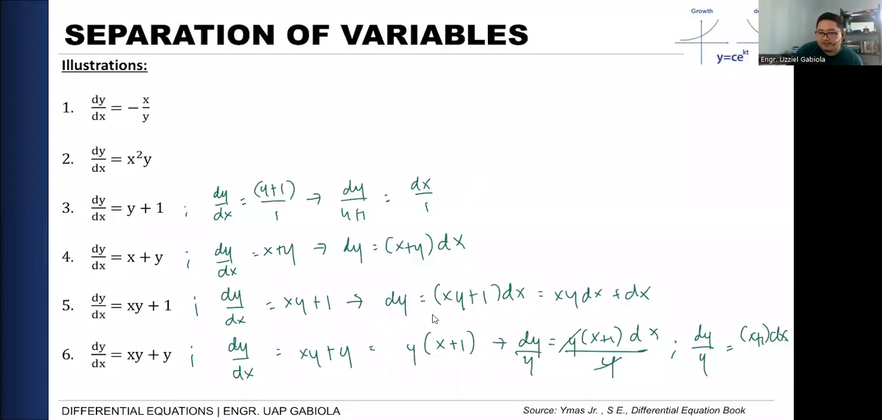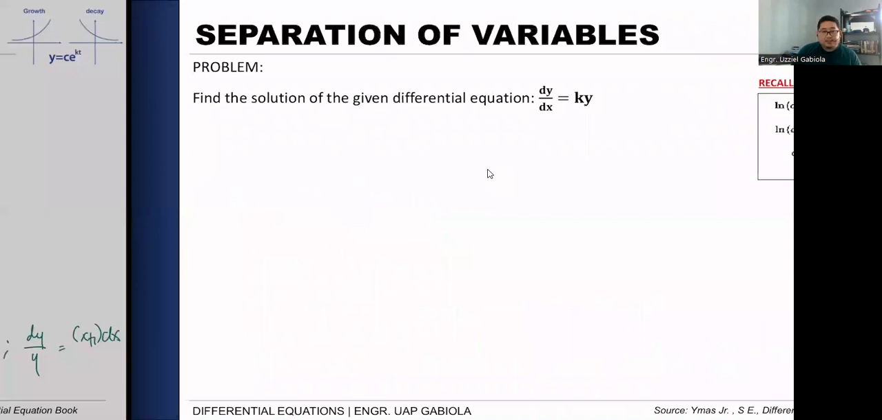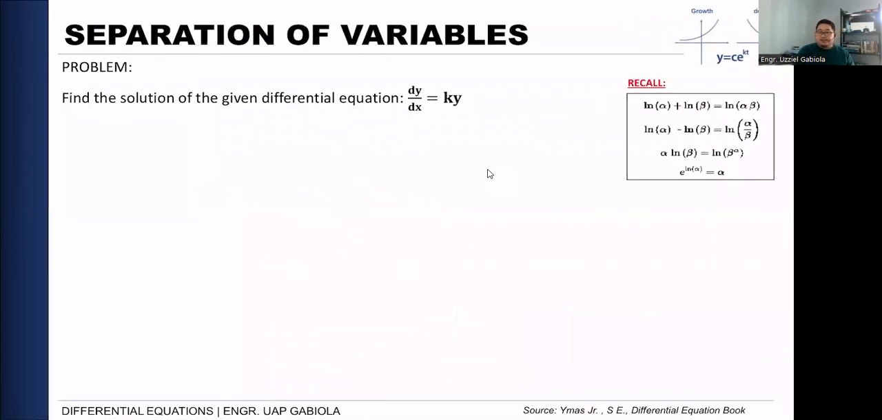Clarification muna on these illustrations before we proceed to the actual examples. Okay? So, all right, let's proceed. Example: find the solution of the given differential equation. We have dy/dx is equal to ky. Okay? So, we have an arbitrary constant, but what is that?